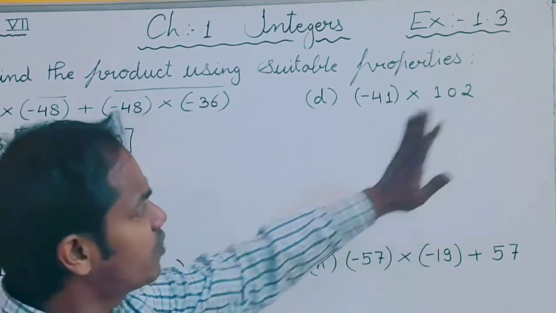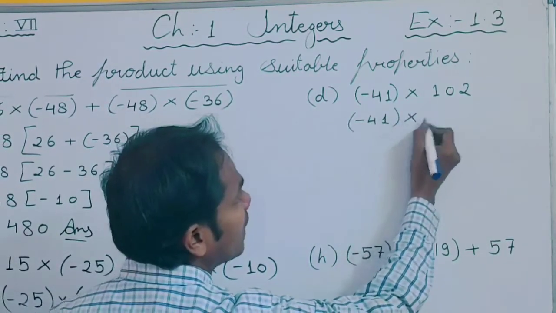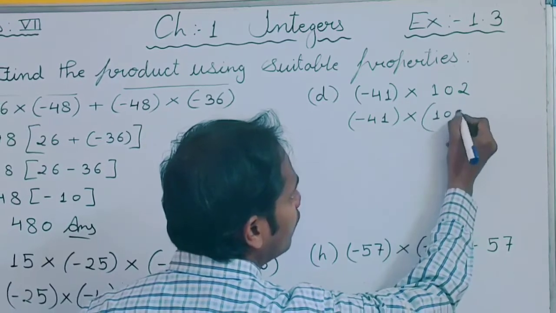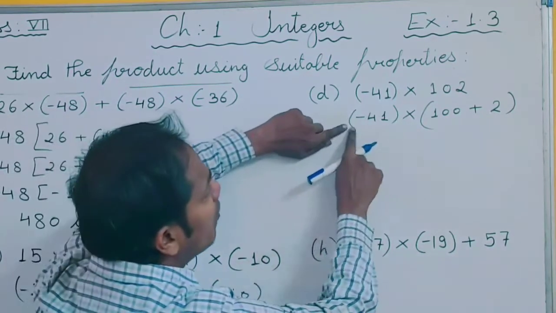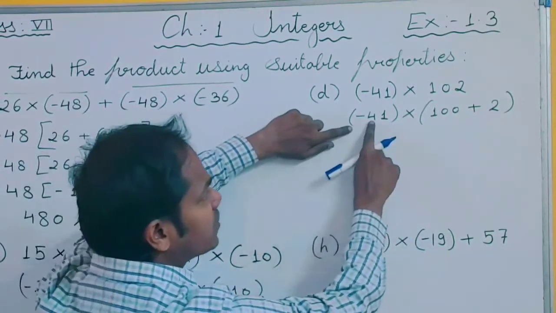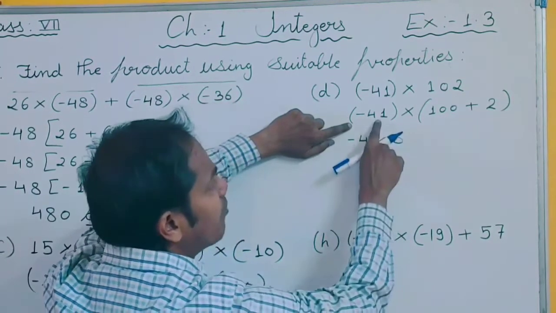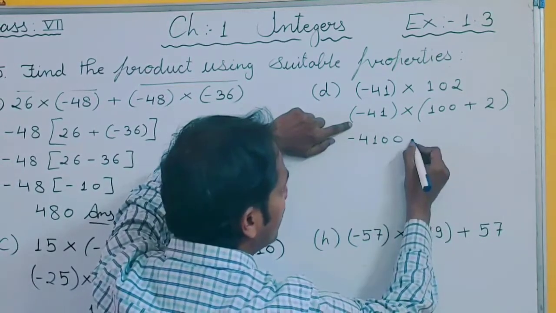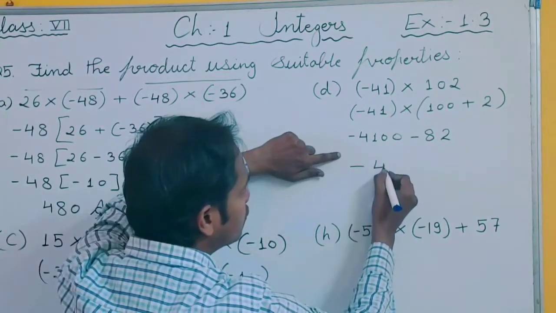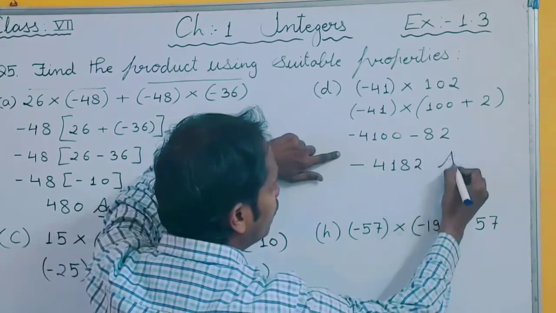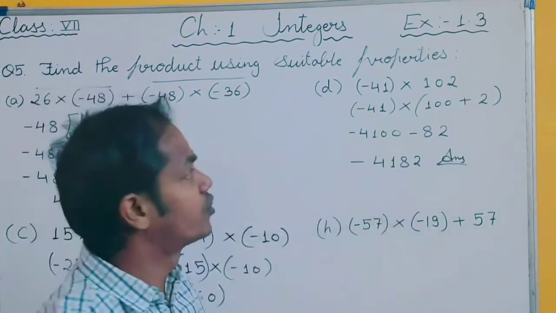Okay. Now this question, first we have to split it. How you will split? Minus 41. Split this 102 into two parts. 100 plus 2. Now this is also your distributive property. Minus 41 multiplied by 100. So you will get minus 4100. And minus 41 multiplied by plus 2. So you will get minus 82. Minus, minus, plus and sign of minus. So minus 4182 is your solution. When you use property, it becomes easy to find the solution.